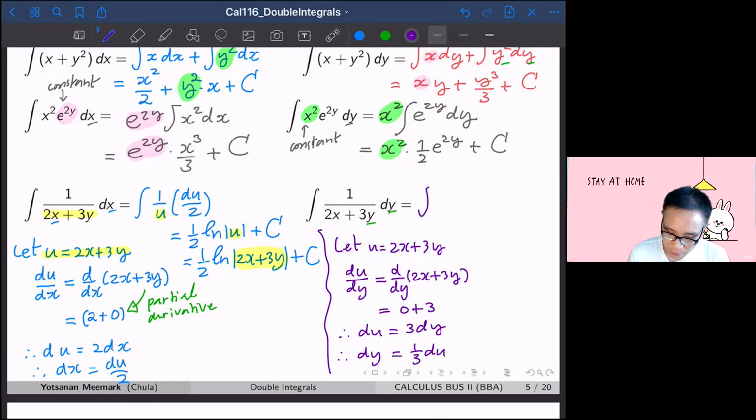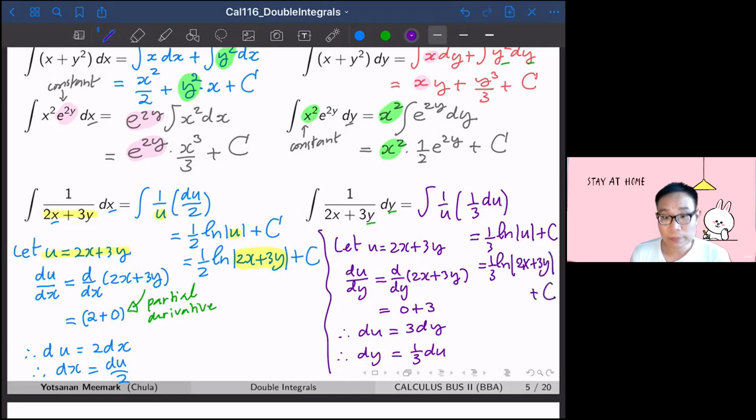And you are integrating 1 over u, where dy is 1/3 du. So you get 1/3 log absolute u plus c. So you get 1/3 log absolute 2x plus 3y plus c. This is the final answer.